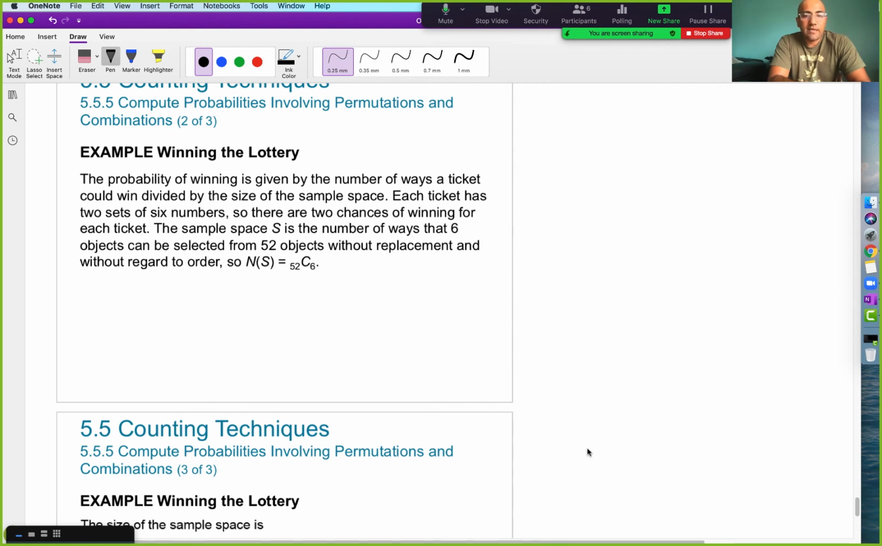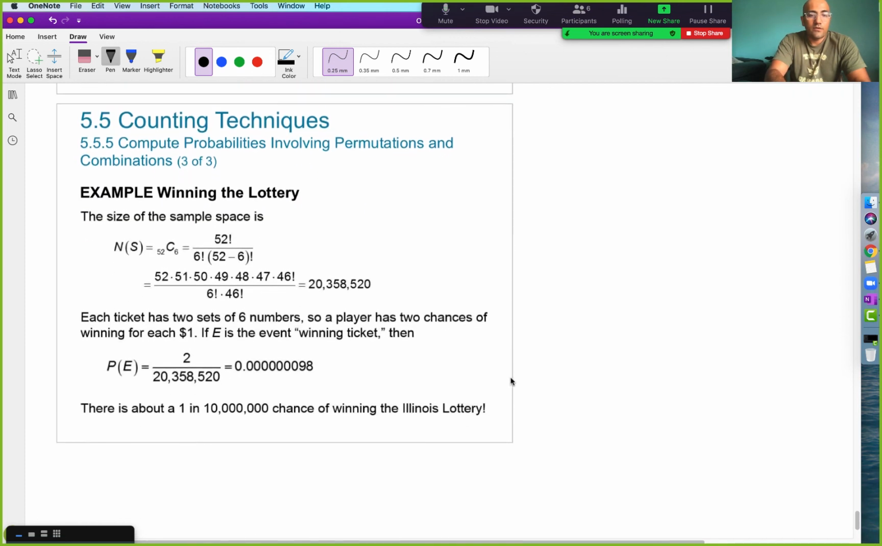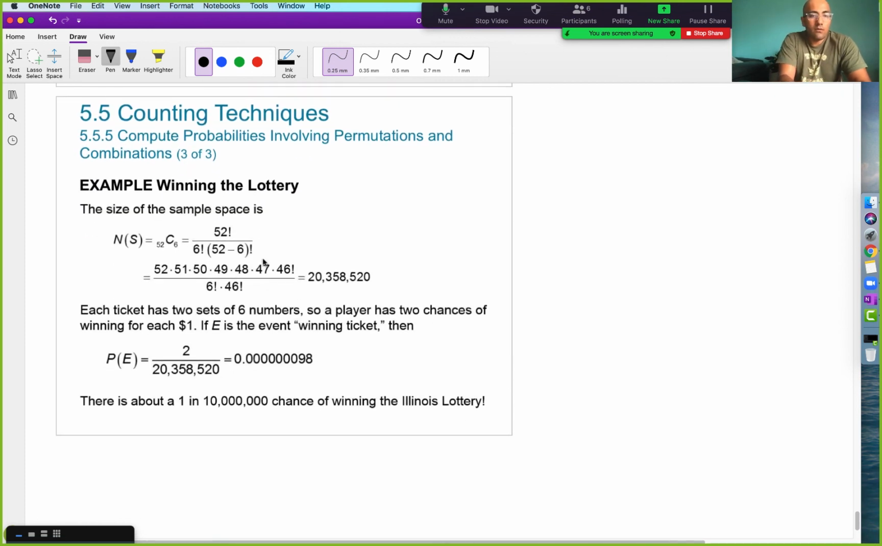The sample space S is the number of ways that 6 objects can be selected from 52 objects without replacement and without regard to order. Right? So that's this. It's combinations of 52 choose 6. Remember that giant N means the number of ways.